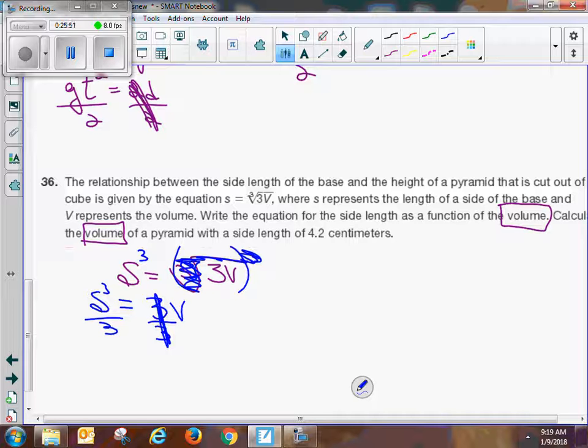Okay, now, next part, calculate the volume of a pyramid with a side length of 4.2. Is it ready to just plug in? So volume equals 4.2 cubed, enter, divided by 3, enter, and then you would get your answer. Anybody not good? Yes, exactly. Okay, the next, anybody not good with this one before I go on? Anybody still writing?